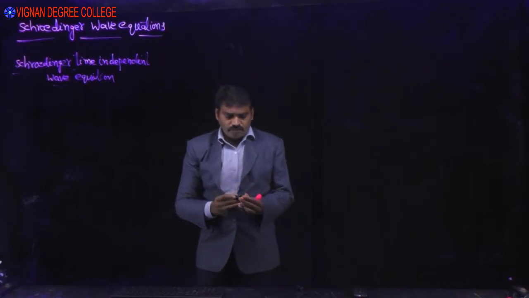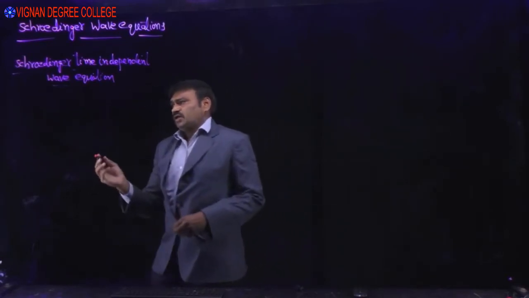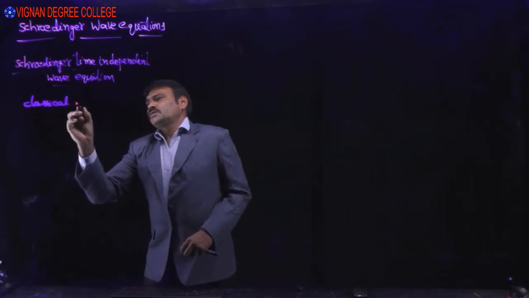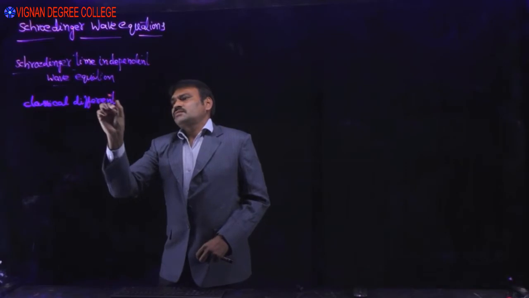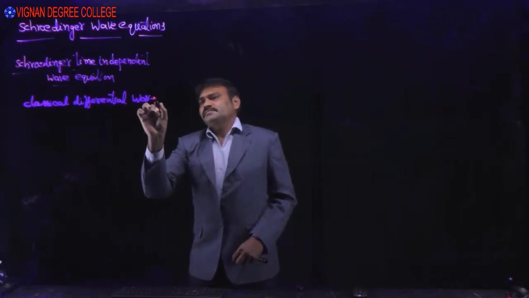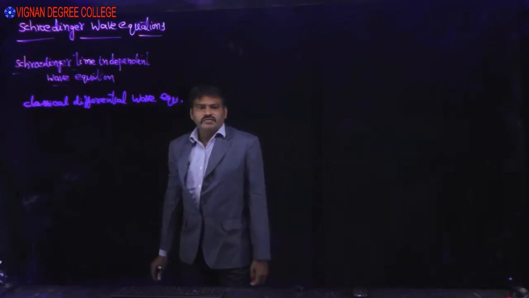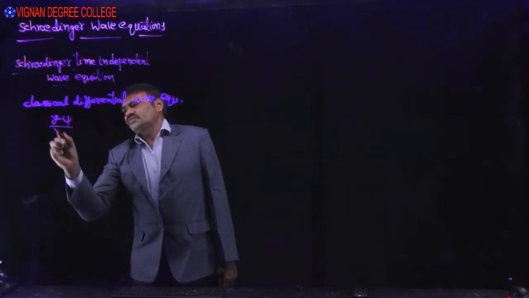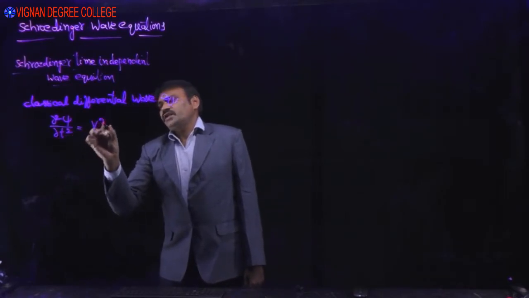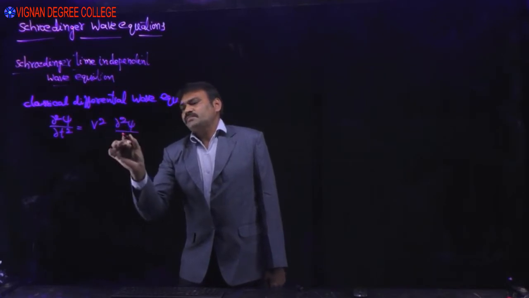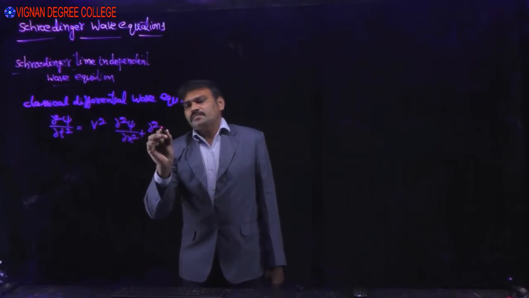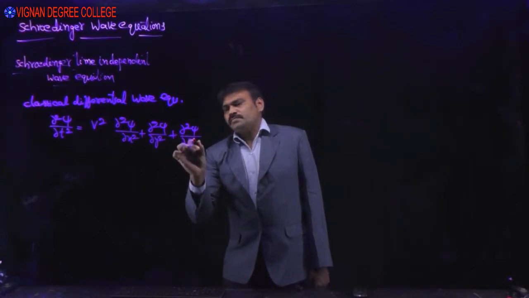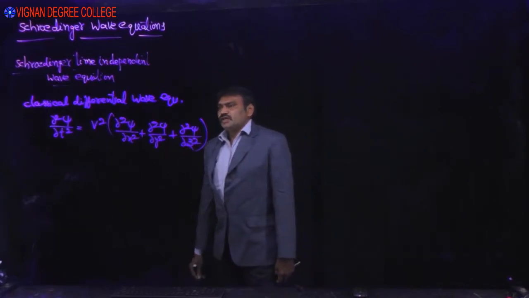In this equation, first we write the classical differential wave equation, which is given by dou square psi by dou t square is equal to v square into dou square psi by dou x square plus dou square psi by dou y square plus dou square psi by dou z square. This is the classical differential wave equation.